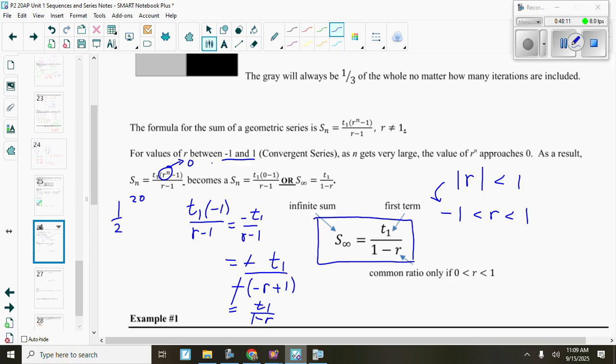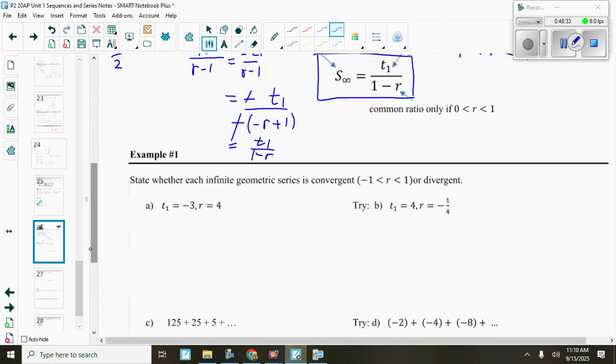This is an infinite sum. It only will work if your common ratio is greater than negative 1 and less than 1. If it converges, then we can use this quick formula. So for example, they're going to take us through some.